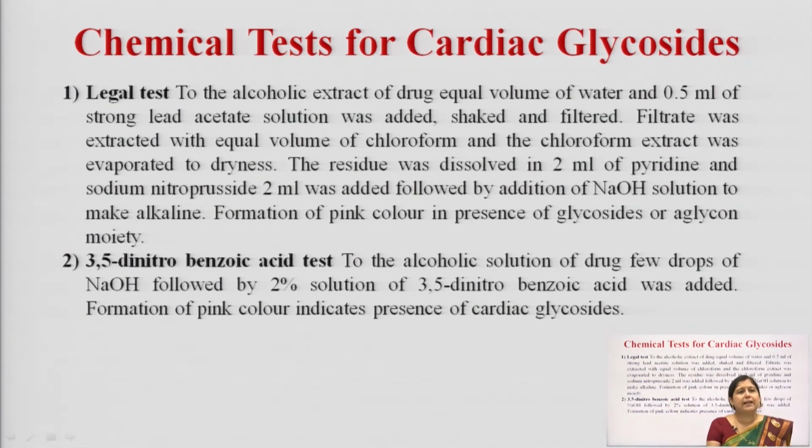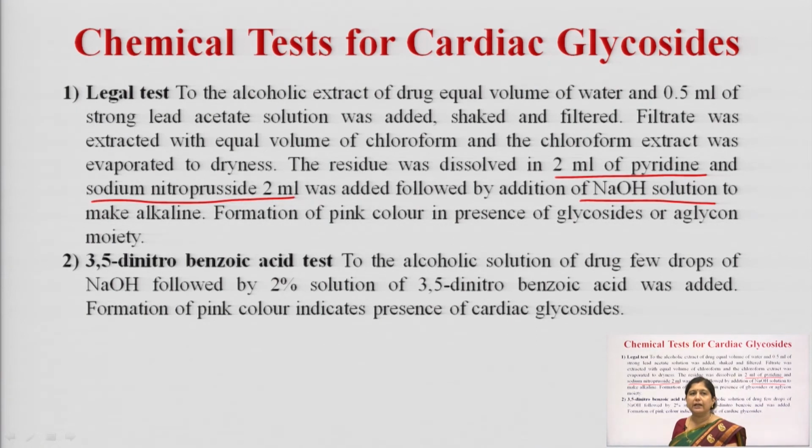Then we have the Legal's test. In the Legal test, again we will take the alcoholic extract and add an equal amount of water, then we will add 0.5 ml of lead acetate solution so that the tannins are precipitated. Once the tannins are precipitated, we will extract the water solution with chloroform and then we will evaporate the chloroform extract completely. Now we have the residue, and to this residue we will add 2 ml of pyridine along with 2 ml of sodium nitroprusside, and after this we will add sodium hydroxide solution to make it completely alkaline in nature.